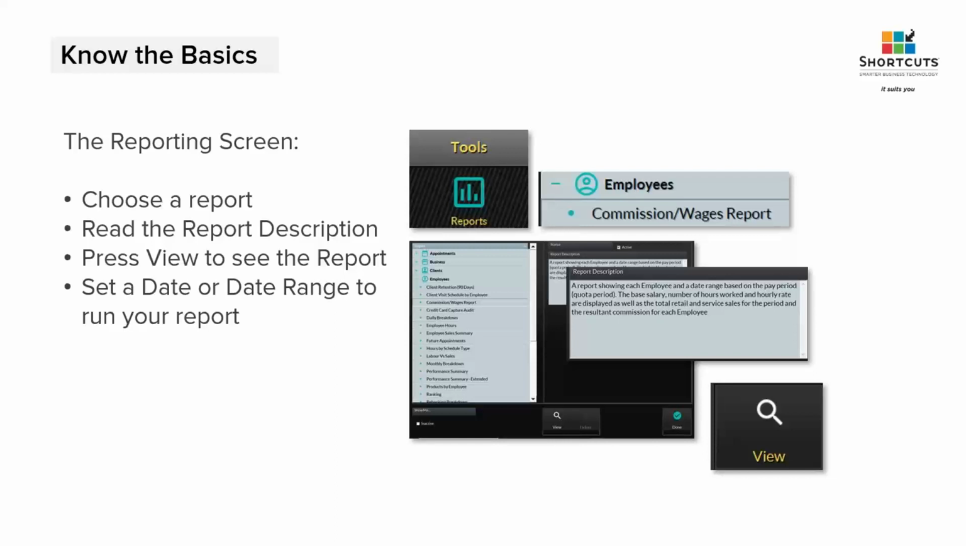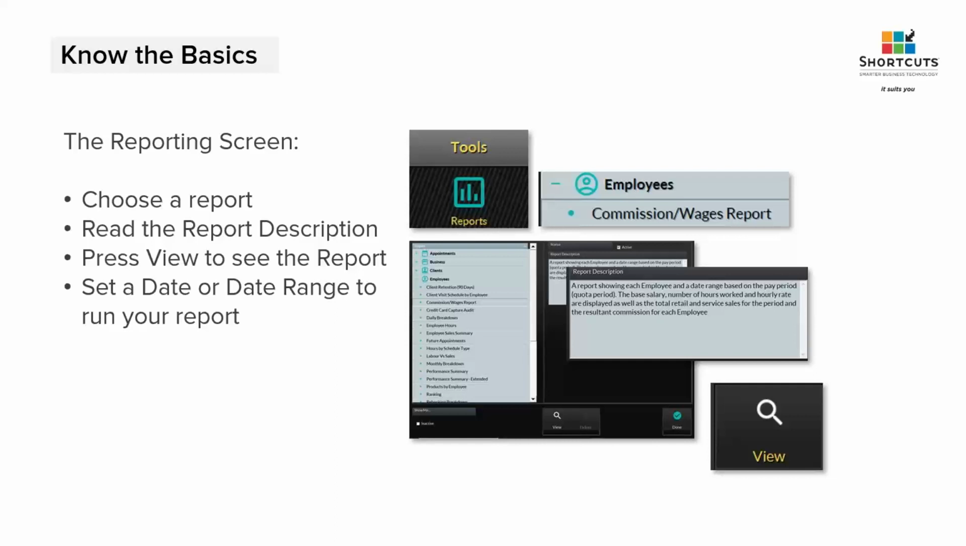And with every report that we have in Shortcuts, as soon as you select it, before you even run it for any date range, Shortcuts gives you a description. So you're never flying blind in Shortcuts. If you're trying to figure out, okay, what does the tax report include or what does the wages report include? As soon as you select it, there is a window on the right column that will give you a brief description.